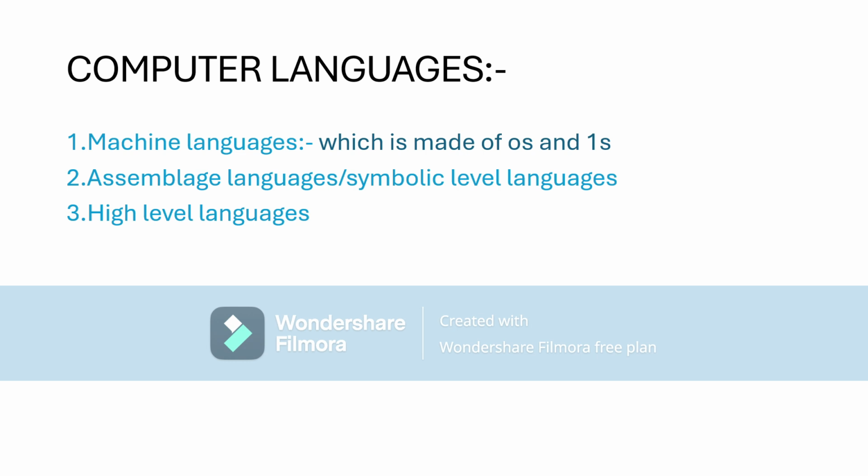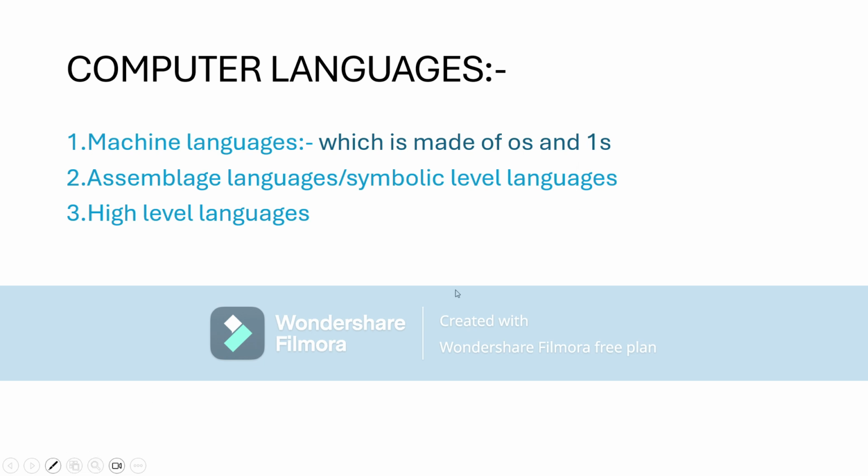Next, assembly level languages. Assembly level languages use symbols and instructions instead of binary numbers. So in machine language we use zeros and ones, but in symbolic level languages we do not use zeros and ones. Instead we use symbols and instructions instead of binary digits.